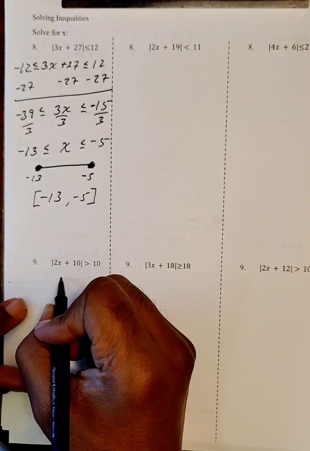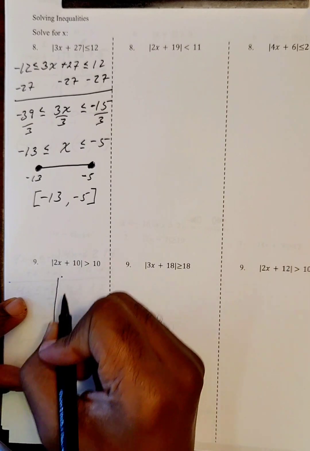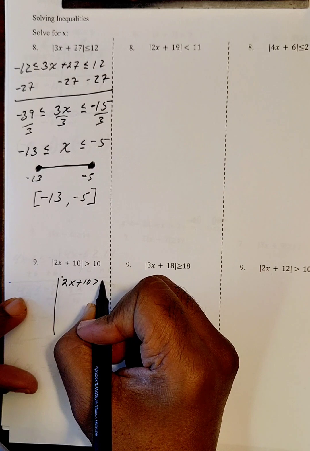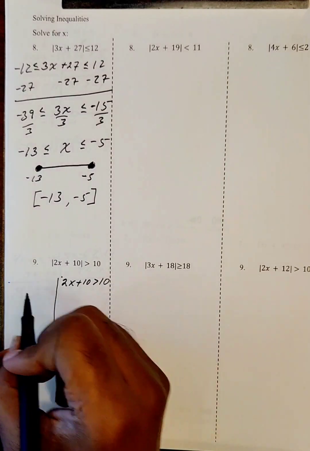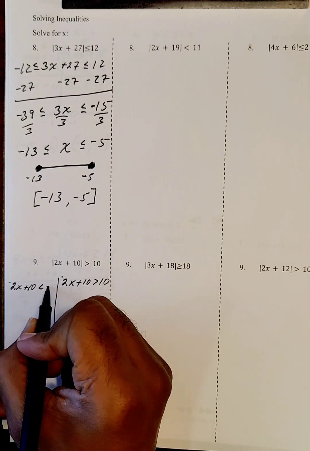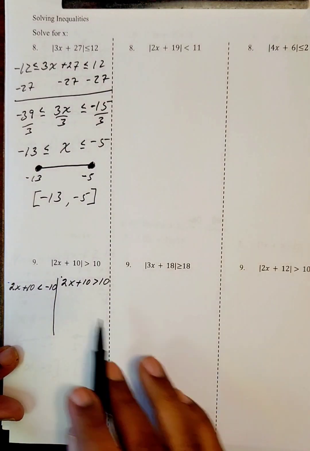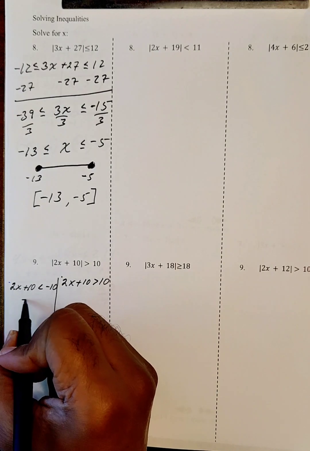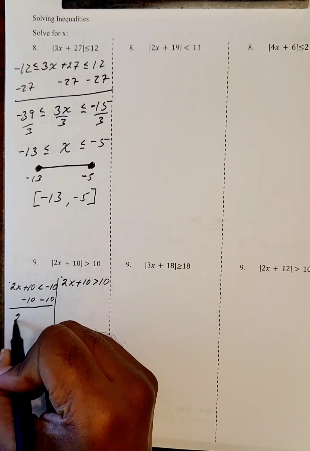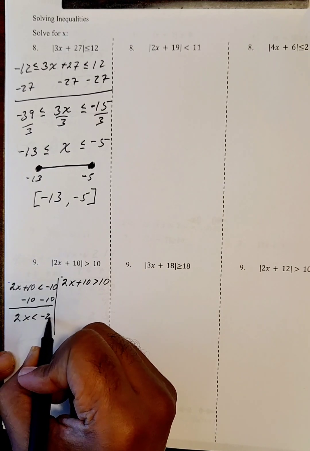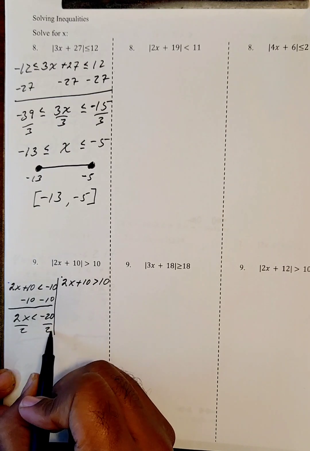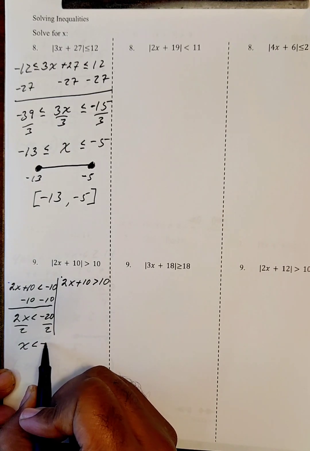So for this, we'll split into two pieces. We'll have our 2x plus 10 is greater than 10, and then we'll have on this side our 2x plus 10 is less than negative 10. Now solving this side, I want to subtract 10 from all sides to get the x by itself, and now we have 2x is less than negative 20 because same signs add. I'll divide by 2 on both sides, and this will give me x is less than negative 10.